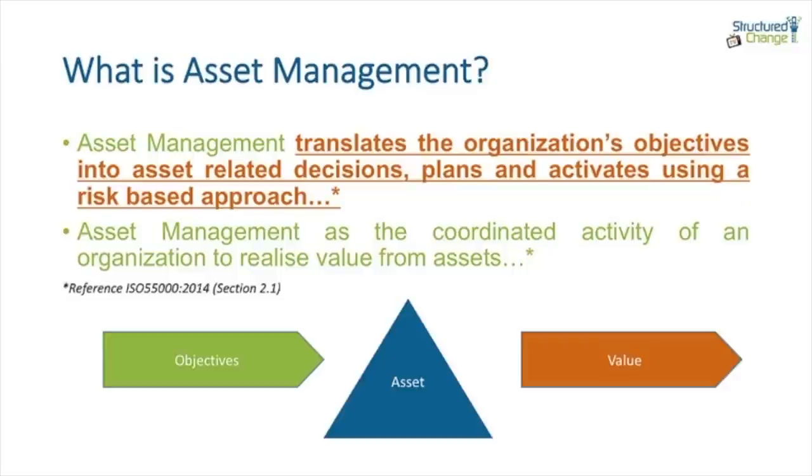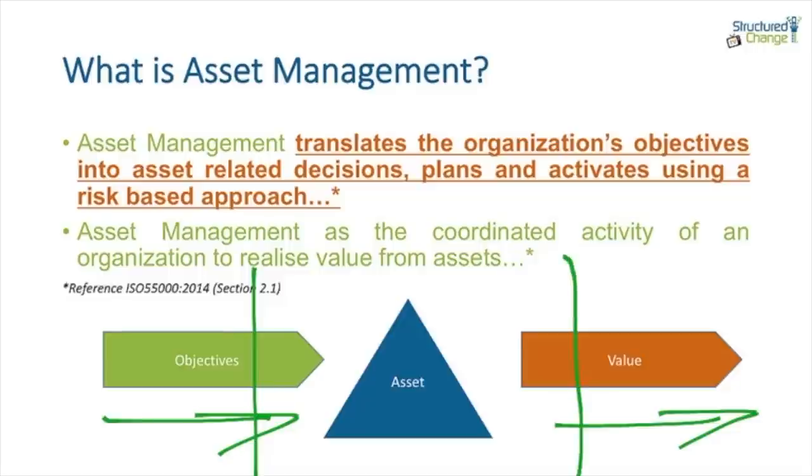We look at the next definition, that is, what is asset management per se? Asset management translates the organizational objectives into asset-related decisions, plans, and activities using a risk-based approach. So you would have seen in the previous video, we talk about cost, risk, and performance. That fits in nicely with this particular slide. But you can see here, it's quite simple that the asset sits in the center, objectives come in from one side, value comes out from the other, and what we're really saying here is that that square here is really the asset management system. Okay, so let's hold that thought and move on.